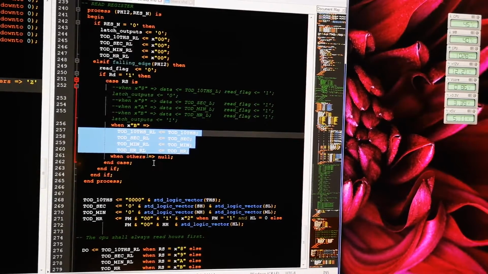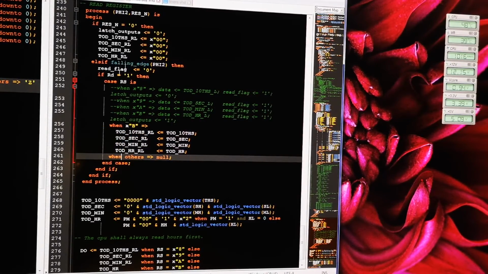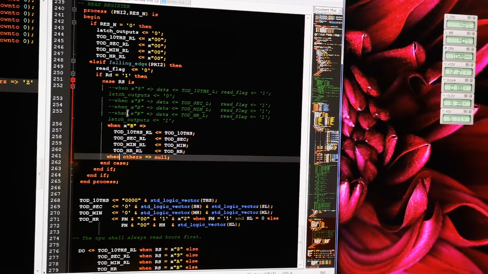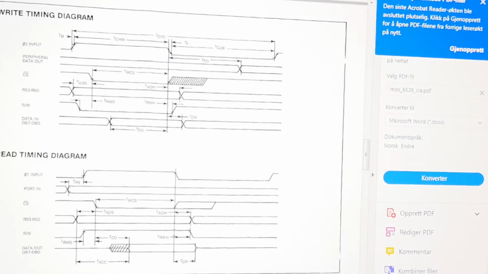So, but that didn't work. They were never latched. So basically this function, or this process, was never woken up. But if you look here, now you can see why that happened. Because if it's a rising edge, it happens before the chip select is low.